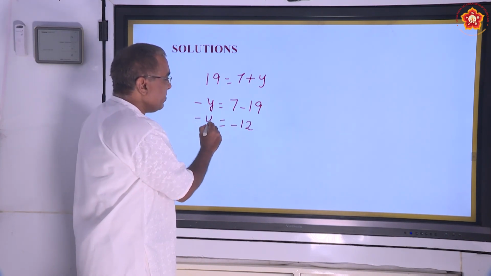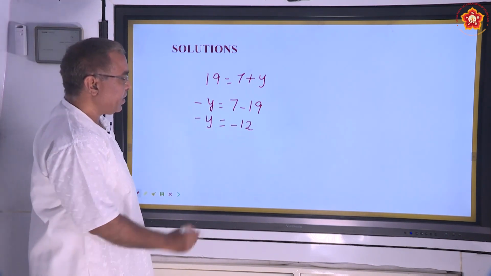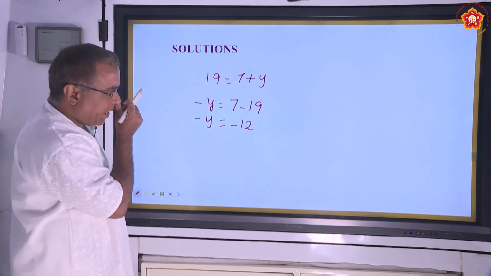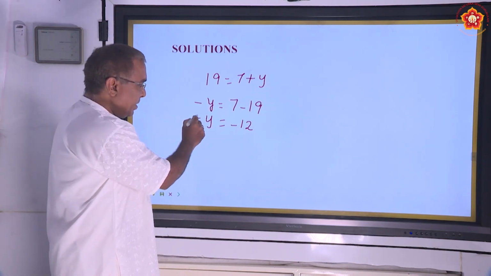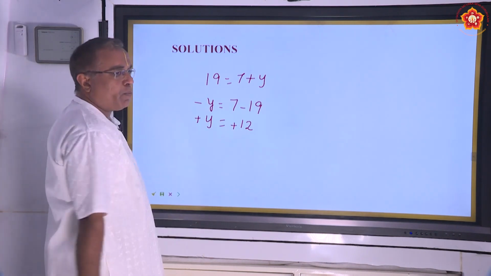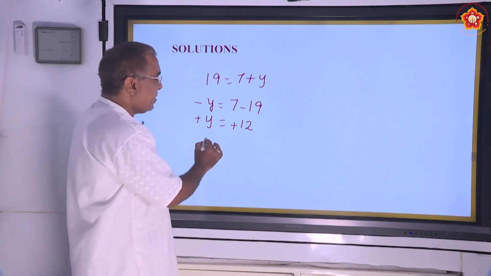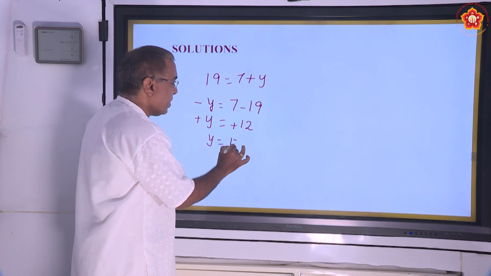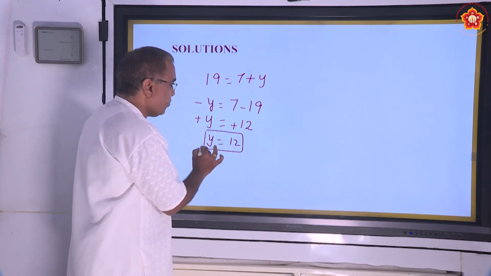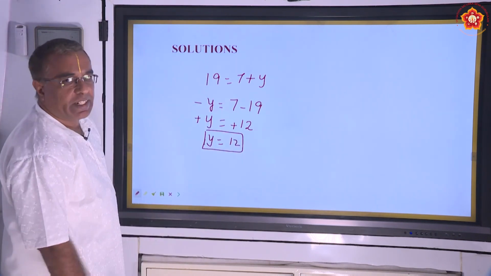So, minus y equals minus 12, which means both are having negative signs, both can be made positive. So, y value is going to be 12. This is going to be the solution of the given equation.